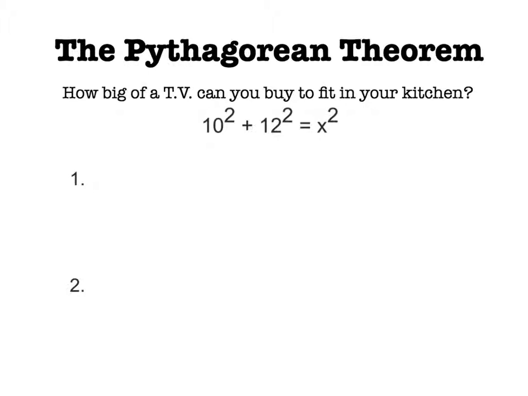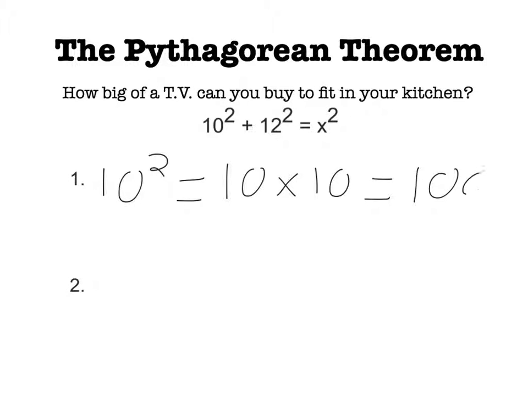The first step is to look at the first number, 10 squared. So we have 10 squared, which equals 10 times 10, and that equals 100. So now our new equation is 100 from here plus 12 squared up here equals x squared.